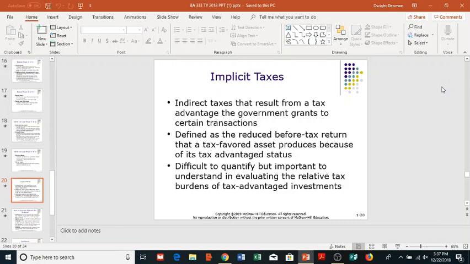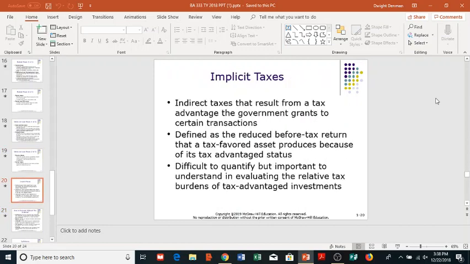Bonds issued by a corporation are taxable. Any interest that's paid to the bondholders on a corporate bond is taxable to the bondholder. And so the amount of interest that's paid by the state government entity on their bonds is going to be lower than that of a corporate entity that issues their bonds.